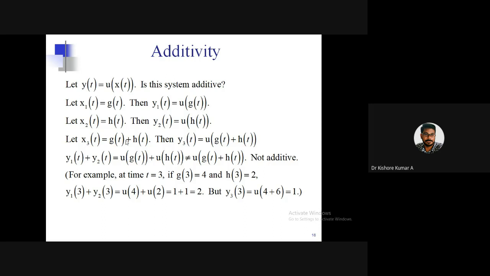Whereas now y1 of 3 plus y2 of 3 is equal to u of 4 plus u of 2, which is nothing but 1 plus 1 is equal to 2. But for y3 of 3, it will become 1, 4 plus 6, 1. So for any values, it has to be additive in nature. But if the value is increased, for that purpose, I am just putting the third equation, x3 of t. In the previous examples, we only made x1 of t and x2 of t. We need to check one more input value. So by checking this value, you can find out this particular system is not additive in nature.